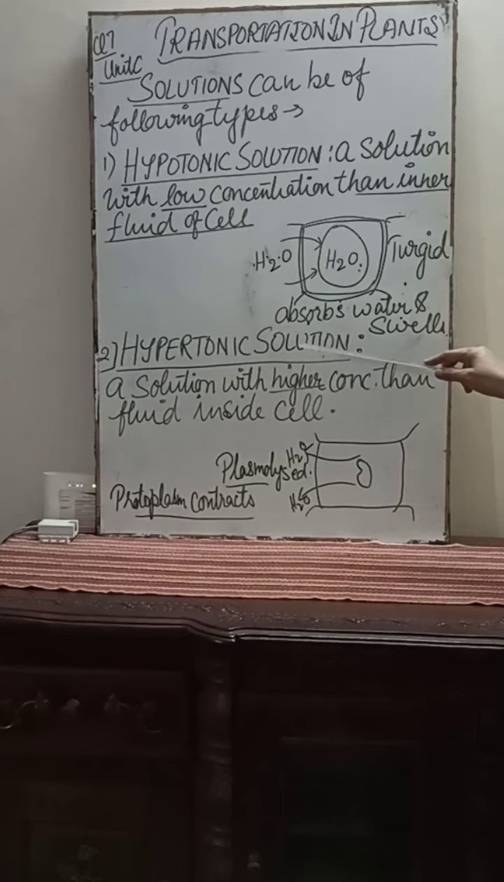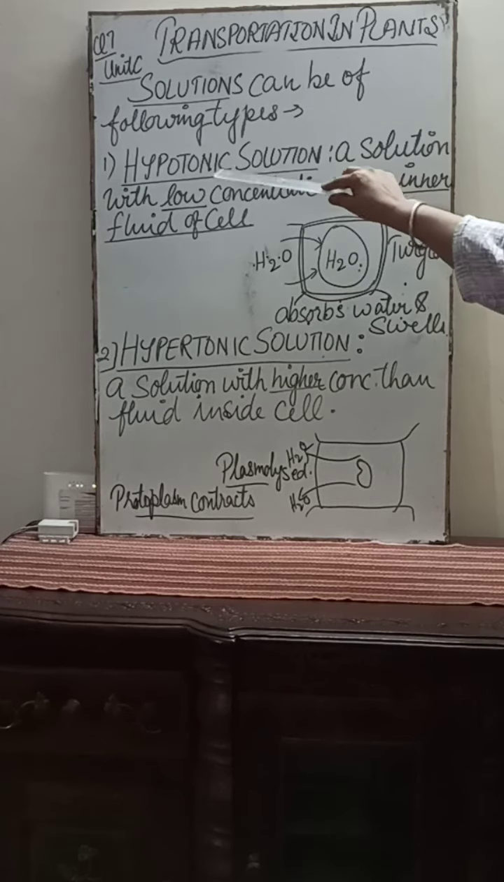So in that case, what happens? The cell will absorb water. If a cell is dipped in a hypotonic solution, that is, the concentration outside the cell is lower than the concentration inside the cell, then what happens? It will absorb water and it will become turgid. It will swell up. The cell absorbs water and swells up if the outer concentration is low. Okay, that is a hypotonic solution.